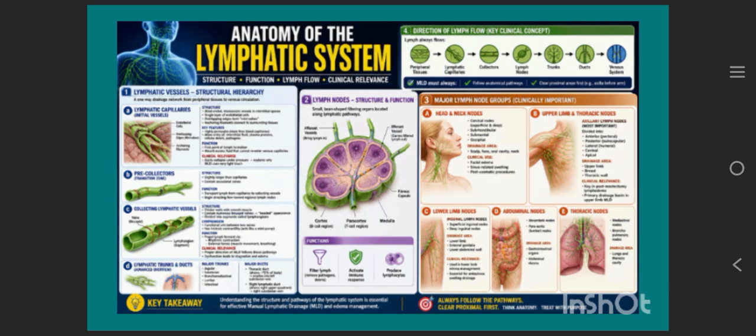Firstly, lymphatic capillaries, the initial vessels. Lymphatic capillaries are blind-ended microscopic vessels located in interstitial spaces. They are composed of a single layer of endothelial cells. Their overlapping endothelial edges form mini valves.